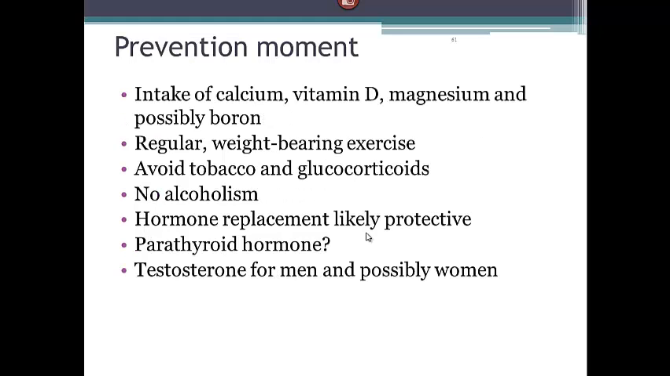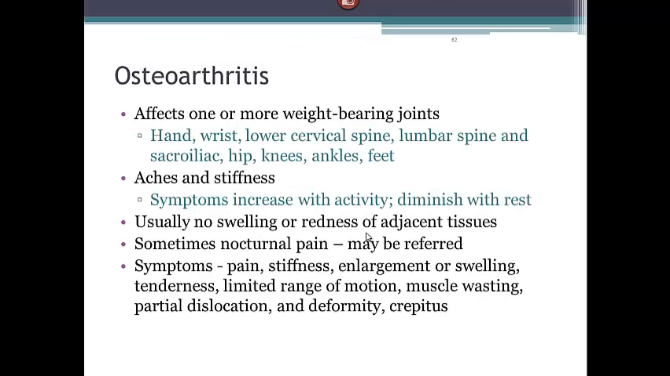Prevention is the key. How do you prevent? By giving calcium, vitamin D, magnesium, regular and weight-bearing exercises, avoiding tobacco abuse and glucocorticoids, no alcoholism, hormone replacement therapy, parathyroid hormone, testosterone for men, and also possibly for women. So basically, target the risk factors.